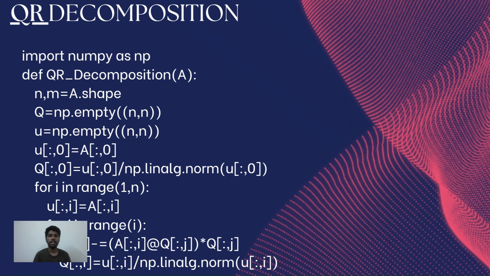First column. Take the first column of A and store it in U. Normalize this column. Make its length 1 to get the first column of Q.